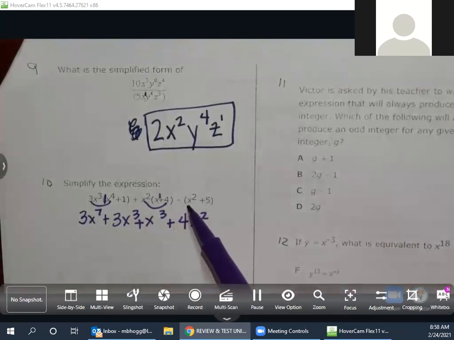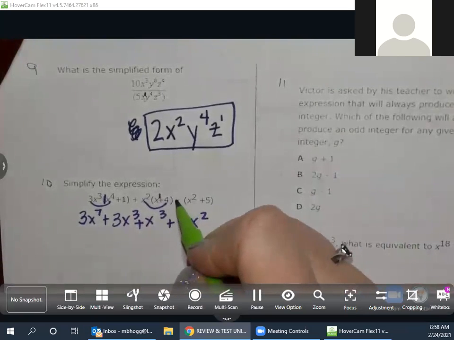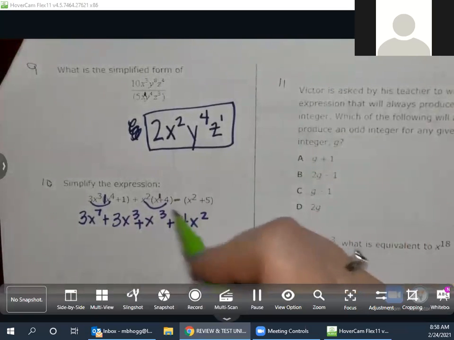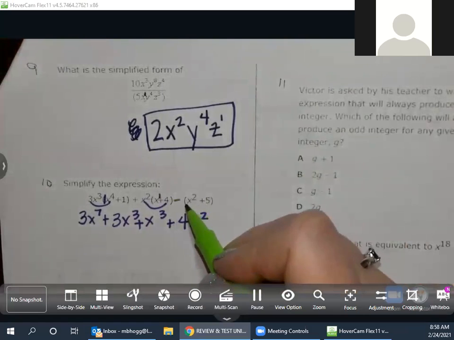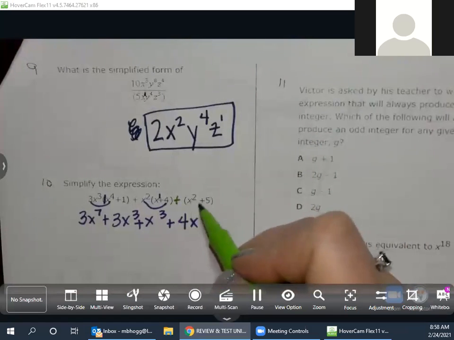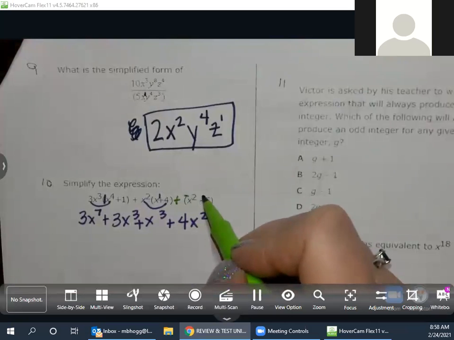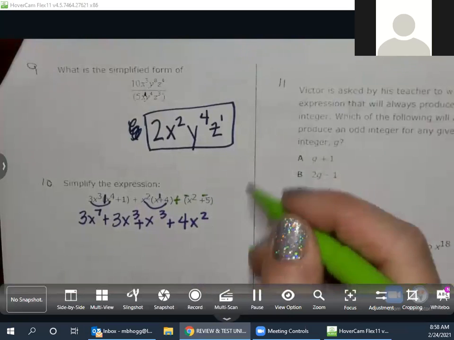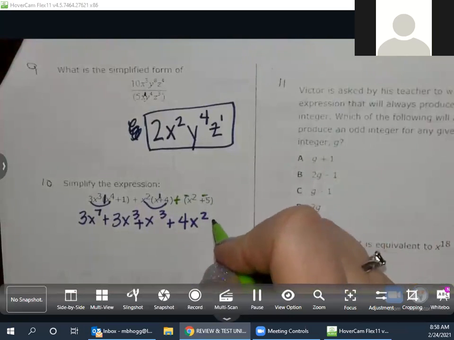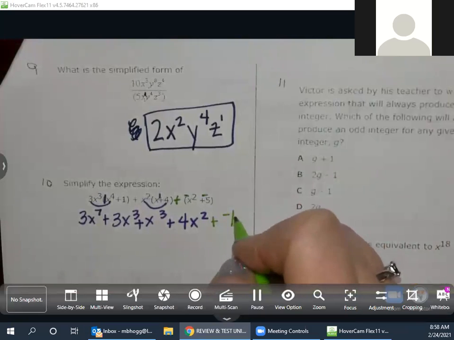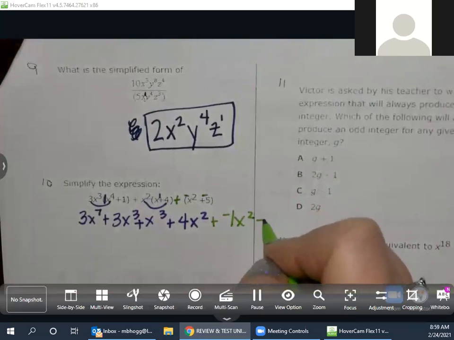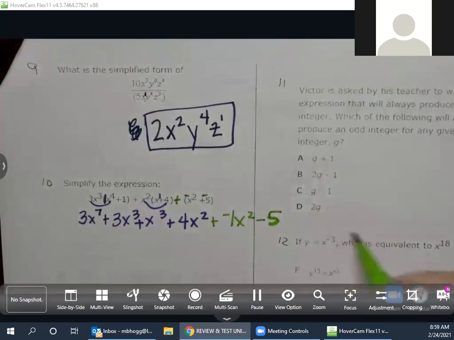Okay, and then this is the only part where it gets tricky. I'm going to switch my color because this is subtraction. Do y'all remember what we do when we have subtraction? You change all the signs. You change the sign there to plus, and you change all the things inside to negative, or the opposite. So it's going to be plus a negative 1x squared, and then minus 5, or plus a negative 5. Okay.